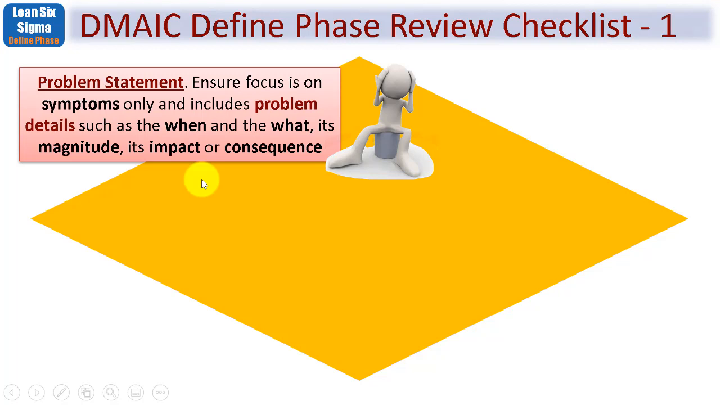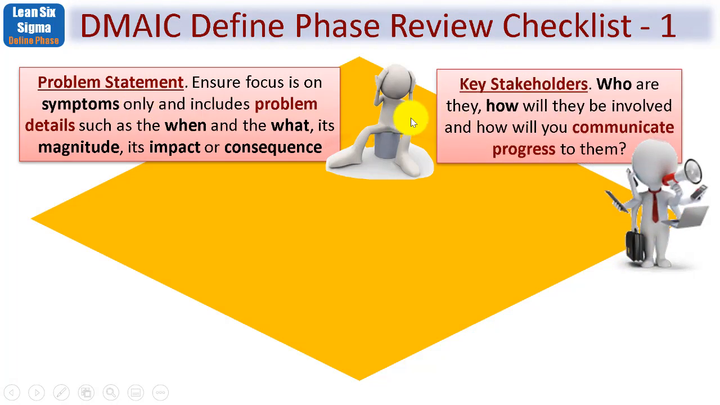We'll mention more of that shortly. The key word here is symptoms only. We should make no attempt to come up with a solution at this early juncture. Who are the key stakeholders? And exactly how will they be involved? And how will you, within the Lean Six Sigma project, communicate progress to them?